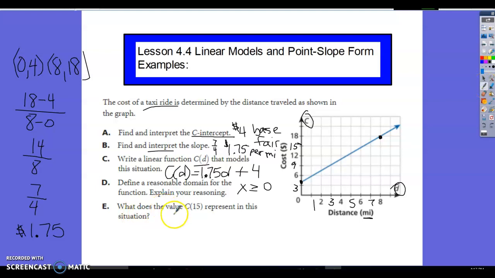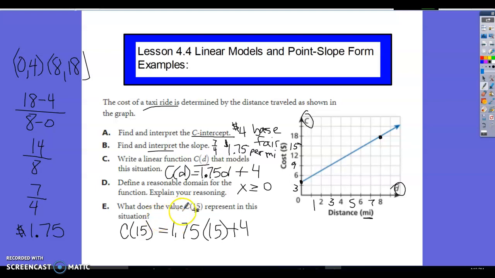So what does the value C of 15 represent in this situation? 15 is D, so that's your distance. That'd be 15 miles. So C of 15 would just mean how much money it costs to take a taxi ride for 15 miles. And you could find that by simply plugging 15 into the function and finding the answer.